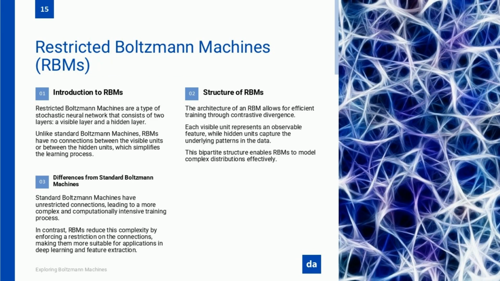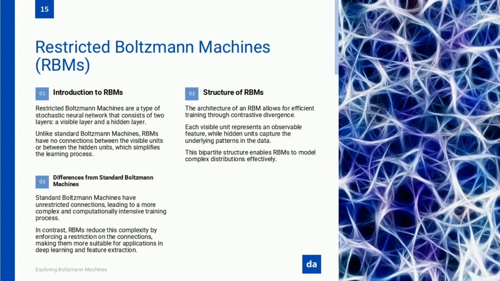Restricted Boltzmann machines, RBMs, are a special type of Boltzmann machine that were designed to make training more efficient and scalable. Unlike standard Boltzmann machines, which allow every neuron to be connected to every other neuron, RBMs introduce a key restriction: neurons within the same layer cannot be connected to each other. This simple change dramatically improves their ability to learn and has made RBMs one of the most influential architectures in deep learning.